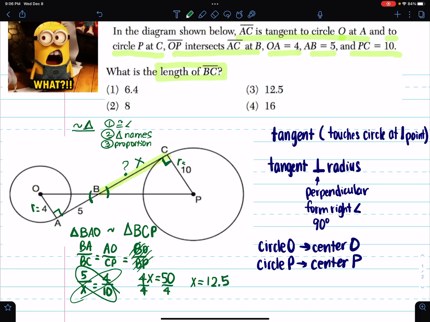Now, don't just be satisfied because you solved for a variable. Always go back to the question. The question says to find line segment BC, and I labeled it x, and it is 12.5. And so now I'm totally sure I'm done with the problem.